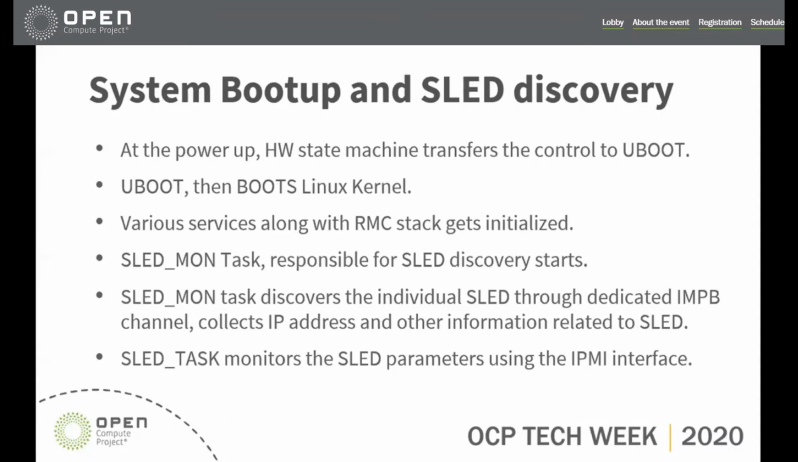Now, next, each SLED has a dedicated IPMB bus, and this IPMB bus is used to query various SLED parameters, including IP address. Now, if the network cable is connected, each SLED will be assigned with a particular IP address, and once that is available for subsequent communications, we will be going through the LAN interface instead of IPMB.